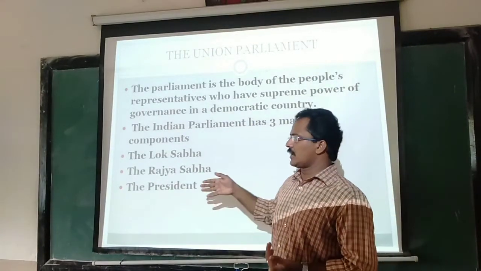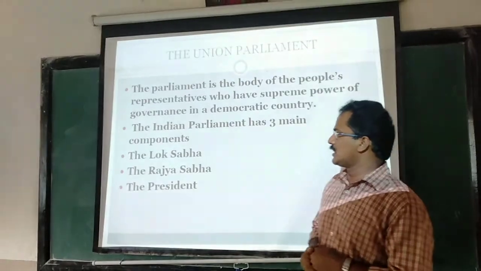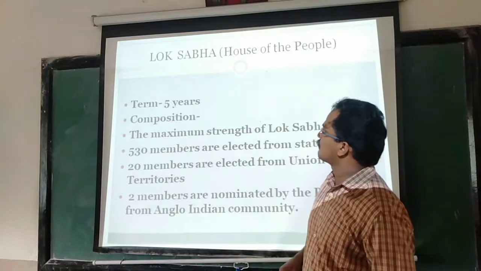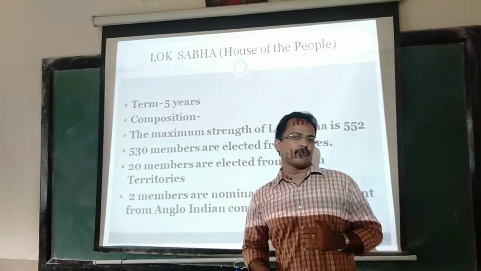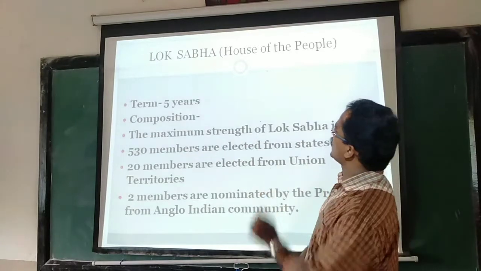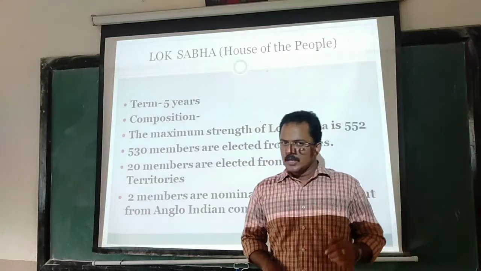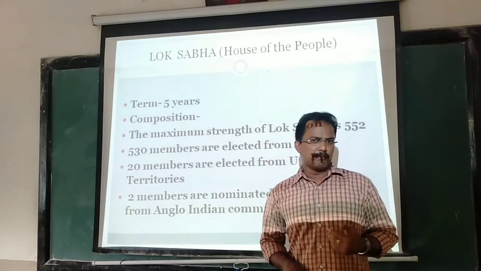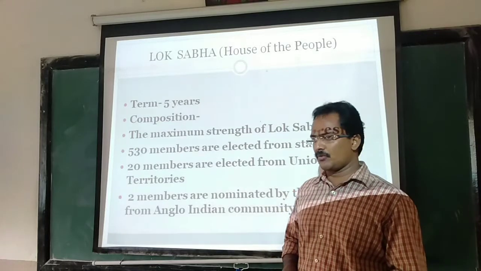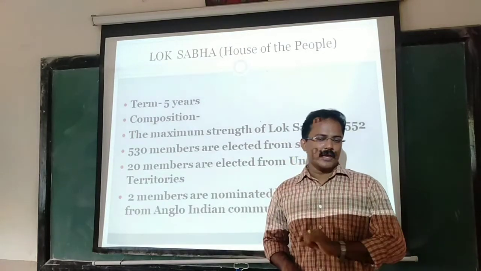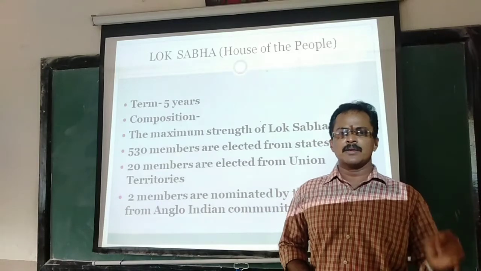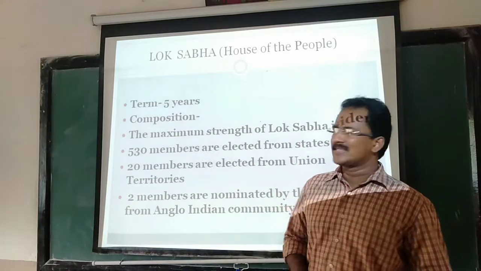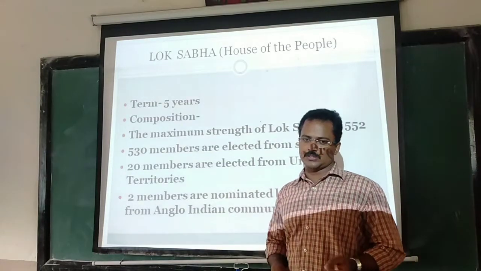In the first topic, we have to study the first house of the Indian Parliament, that is Lok Sabha. The Lok Sabha, the lower house of the Indian Parliament, is also known as the House of the People. The members of Lok Sabha are directly elected by the people, the citizens of India. Those who are above 18 years old can use their right to vote for selecting the members of Lok Sabha.